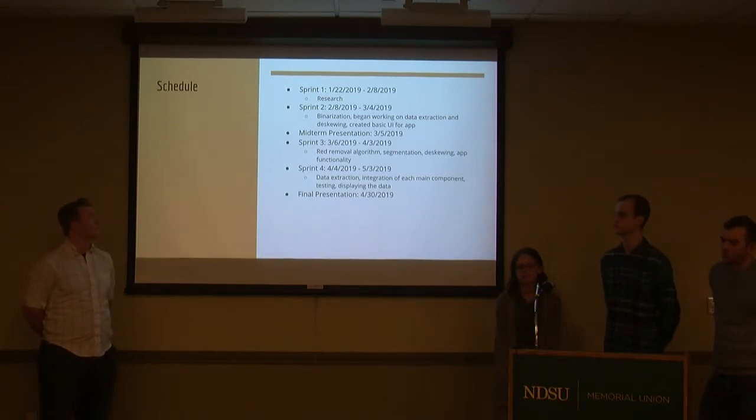For our schedule, Sprint 1 mostly consisted of research on how we are actually going to complete this project. In Sprint 2, we finished the binarization and then began to work on the data extraction and the deskewing, and then finished the basic UI for the app. After the midterm presentation, we were told that a better approach for the binarization is to remove all the red. So we implemented that in Sprint 3, as well as finishing the segmentation, the deskewing, and the app functionality. And then finally in this last sprint, we finished the data extraction and then integrated each of the separate components into one, started testing, and then got the data to display.